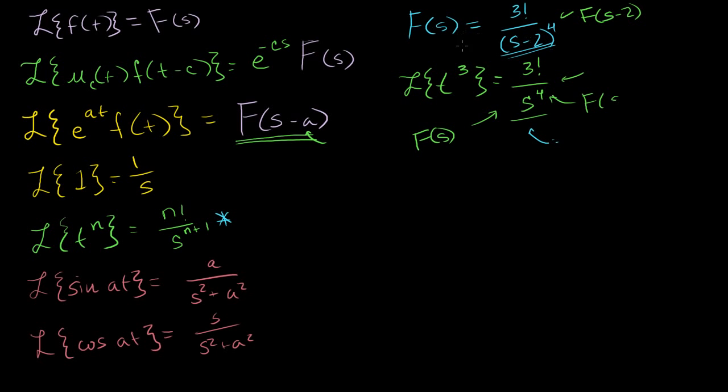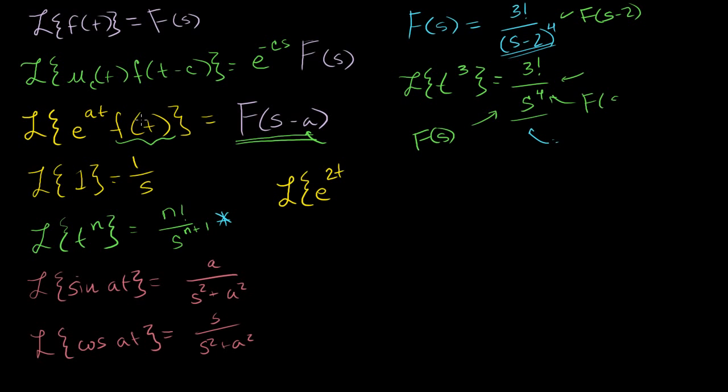So this is the Laplace transform of e to the at times our f of t. Let me write this down. This is the Laplace transform of e to the, and what's a? A is what we shifted by, right? It's what we shifted by, minus a, so you have a positive there. So e to the 2t times the actual function.